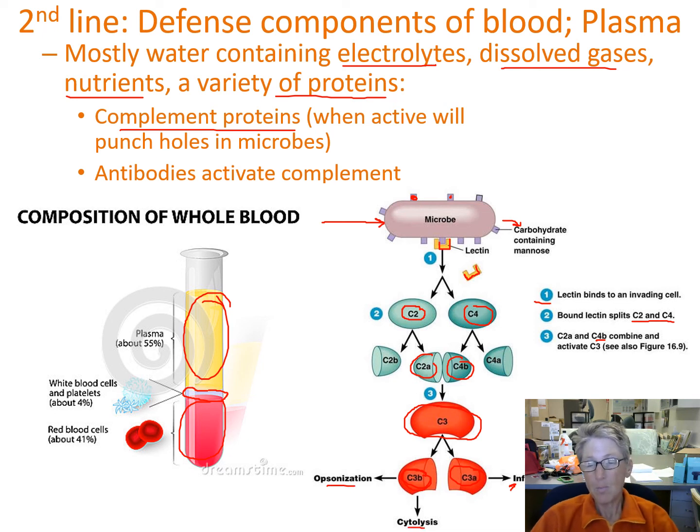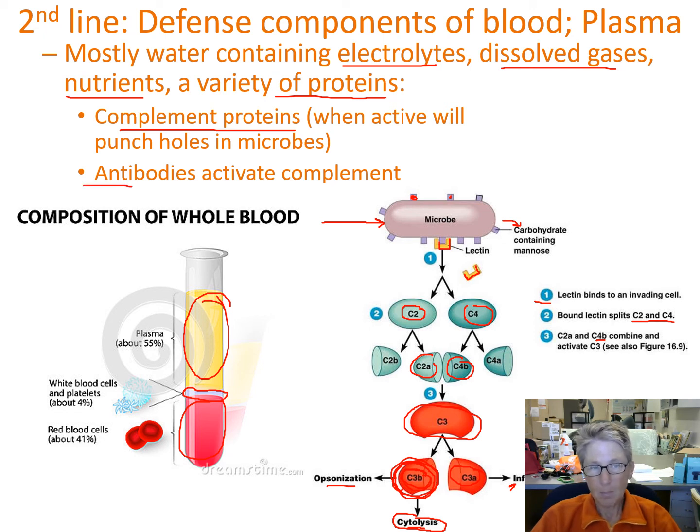So C3b, when it's acting as an opsonin and doing the process of opsonization, will coat bacteria and make them more likely to be destroyed by the immune system. And then cytolysis, that's just when the bacterial cell will rupture because of C3b. So that's the complement protein story.